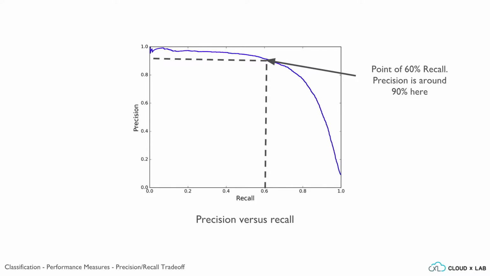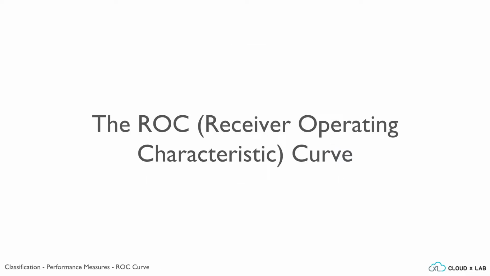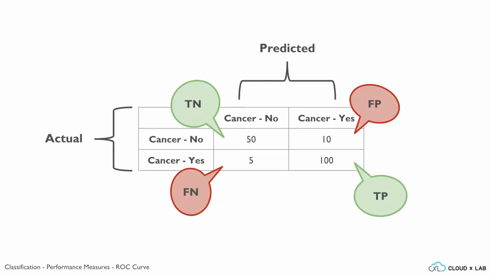Let's understand one more measure of performance. For binary classifiers, the ROC curve, Receiver Operating Characteristic Curve. Before understanding the ROC curve, let's understand two more terms associated with the confusion matrix. Here is the confusion matrix of the model which predicts if someone has cancer or not.